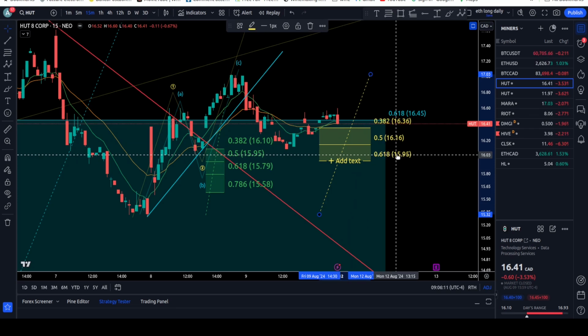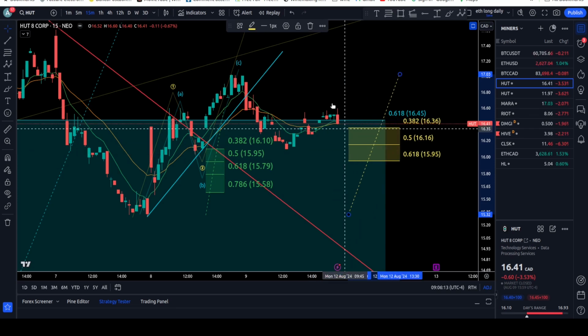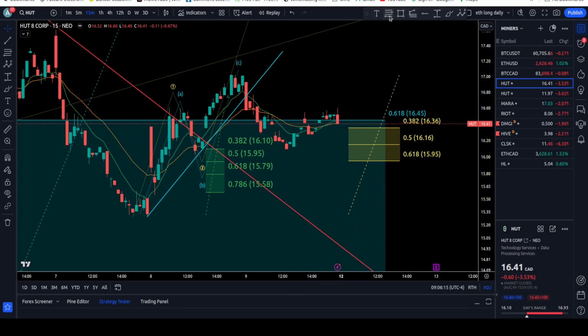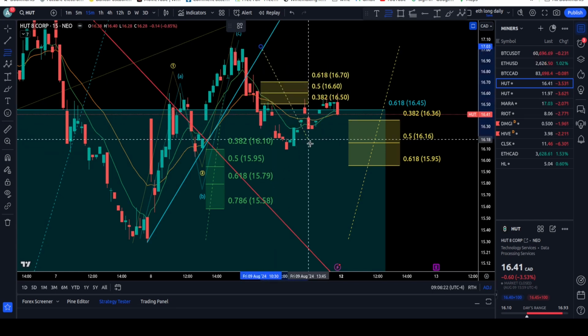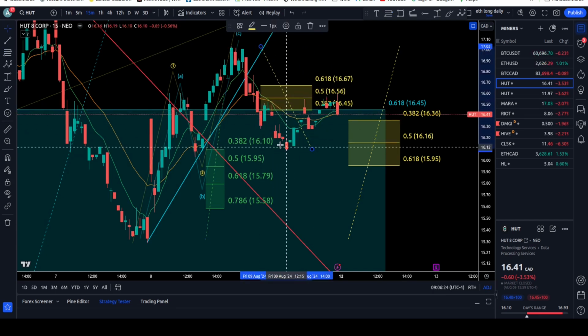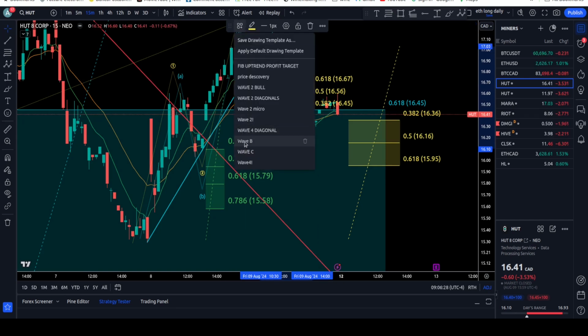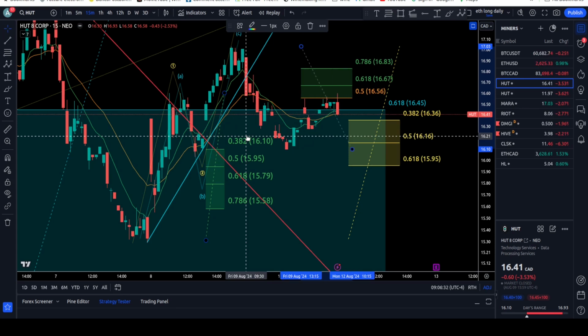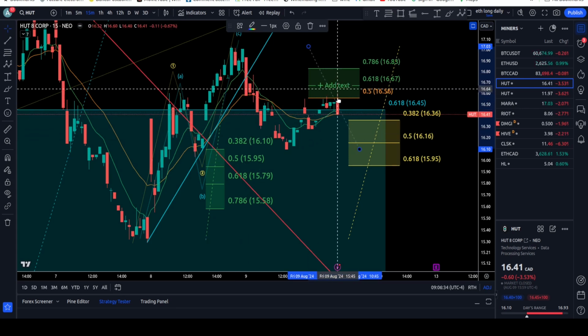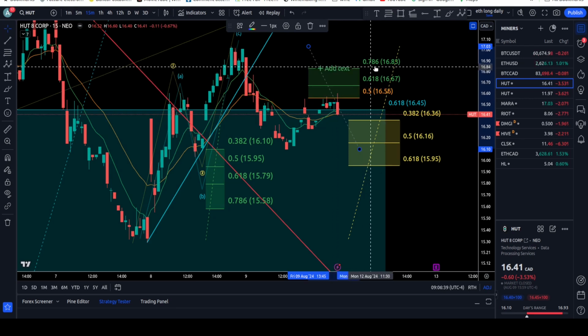Let me move that around a little bit. And if that is the case, let me do the fibs for this B wave. Anyway, clearly I can say this wave A is finished. Let me take the setting for wave B. So ideally we want wave B to go between 0.618 and 0.786.